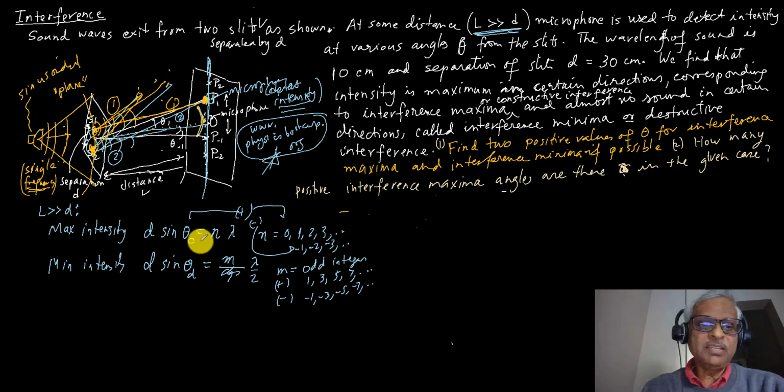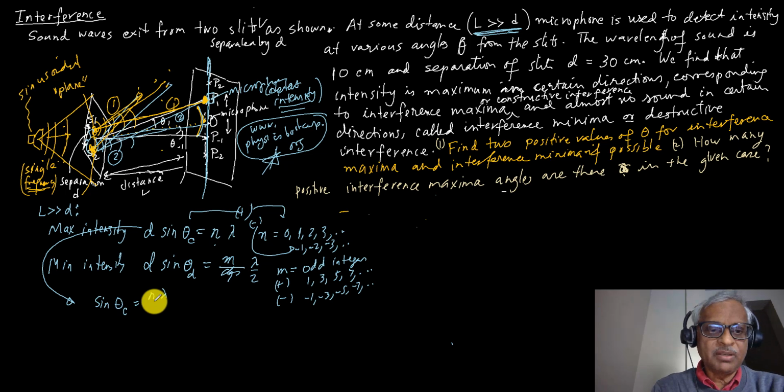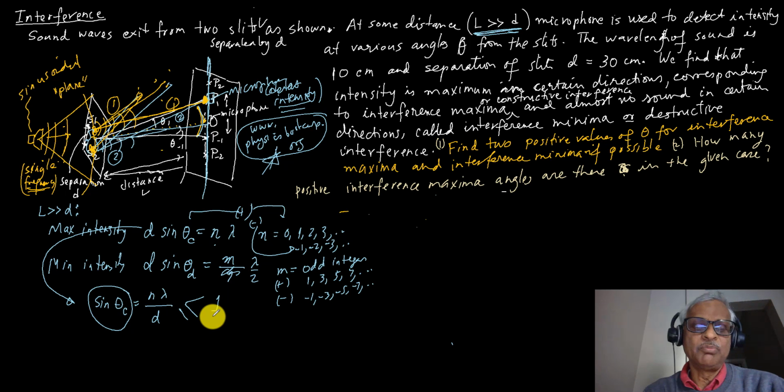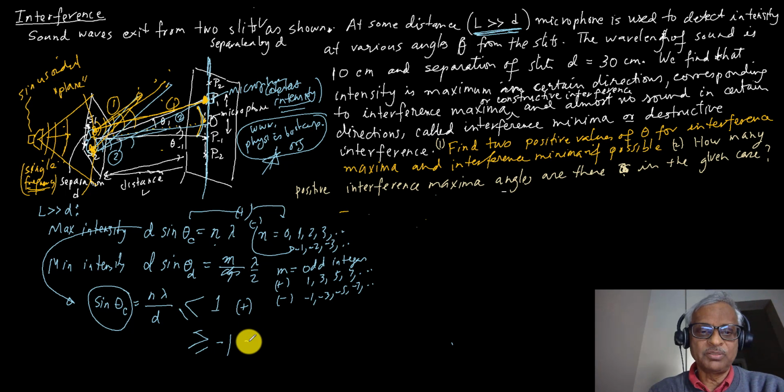So you can see that from here, let's look at this formula a little bit closely. It says sine theta c will be n lambda over d. And because this is sine, this has to be less than or equal to 1. Sine cannot be more than 1, right? For the positive part, and for the negative part, it has to be greater than or equal to -1.